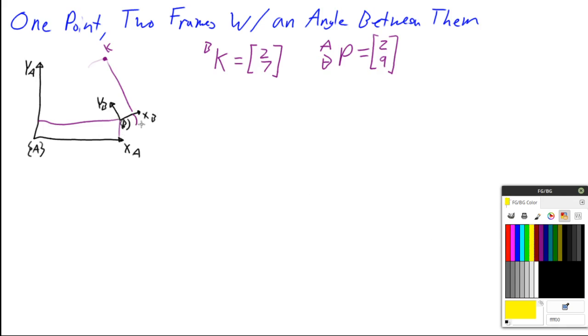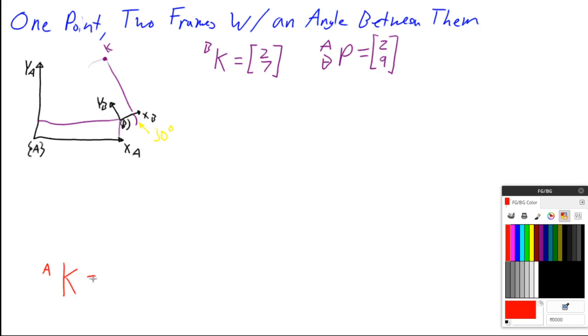And so let's say in this case it's, let's say, 30 degrees. It's 30 degrees there. So what our standard form is going to be, what we're ultimately looking for is K within reference frame A. So we're looking for this here. We're looking for, in frame A, we're looking for K.